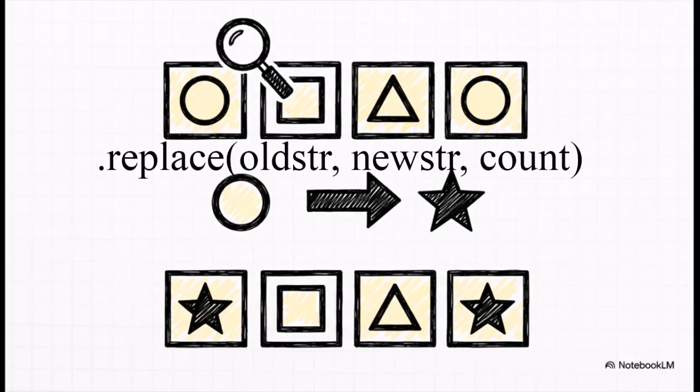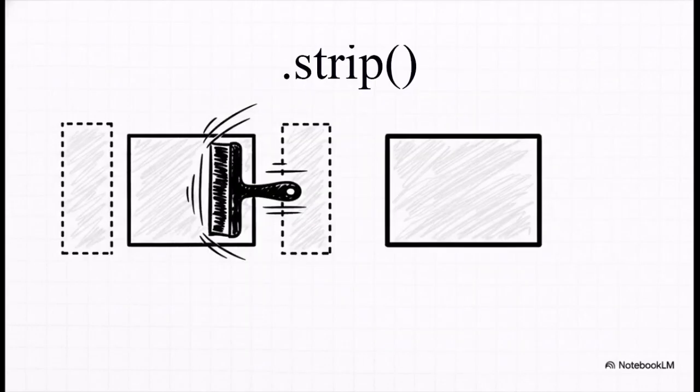What if you need to swap out a word, or even just a single character? The .replace method is your go-to tool. You just tell it what to find, the old part, and what to replace it with, the new part. It's perfect for any kind of find and replace job. Oh, and this one is an absolute lifesaver. You ever get data from a user or from a file, and it's got all these extra spaces at the beginning or the end? The .strip method cleans that mess right up, getting rid of any of that unwanted white space. It is perfect for tidying up messy input.